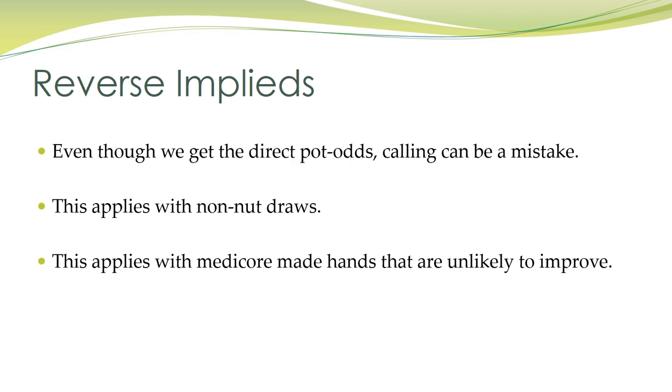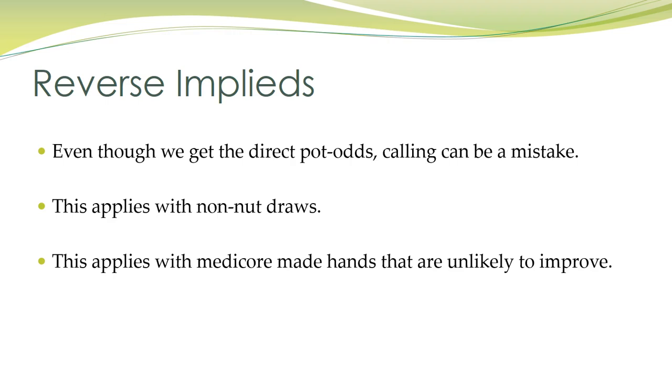as opposed to draws, mediocre made hands that are very unlikely to improve. So we're talking about things like pairs, especially things like pocket pairs, because any situation where we have a pair with a board, we often still have 5 outs. We can make good strong hands like 2-pair trips.